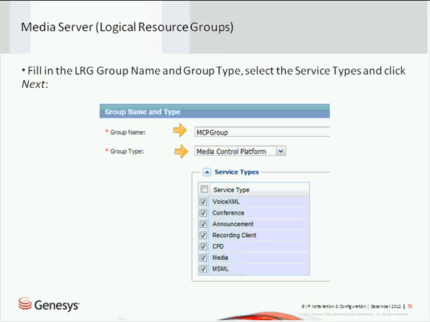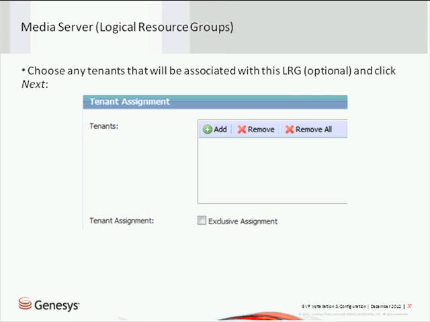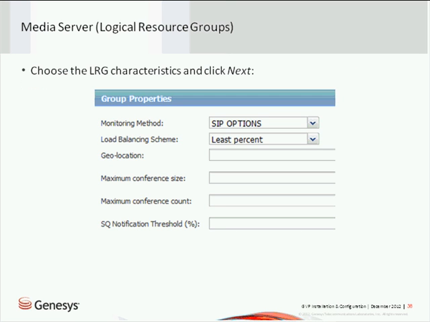So from VoiceXML to MSML, you can actually create separate LRGs that only support certain services, which we will be using later with our 814, which will only support VoiceXML, since you want to be using 815 for pretty much everything else. You will be given an option to choose tenants if you happen to be using a multi-tenant server. Don't really have time to go over multi-tenancy in this particular tutorial, but you can basically limit this particular LRG to a certain tenant. We have the same monitoring method and load balancing geolocation as before.